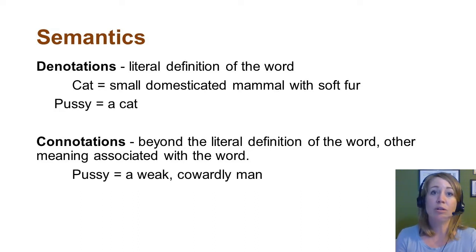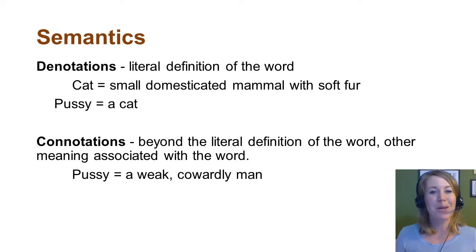Also, if I Google the definition for the word pussy, the first definition there is a cat. So in a way, those are synonyms, right? Because literally the definition of pussy is a cat, and cat, by definition, is a small domesticated mammal with soft fur. Awesome. Those are denotations. Those are the literal definition.